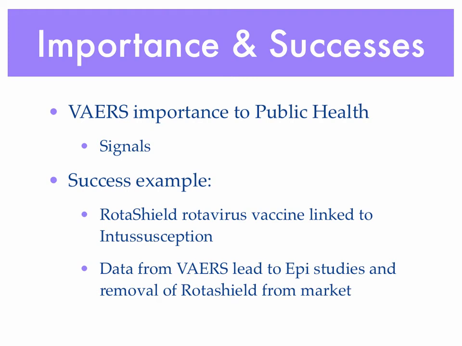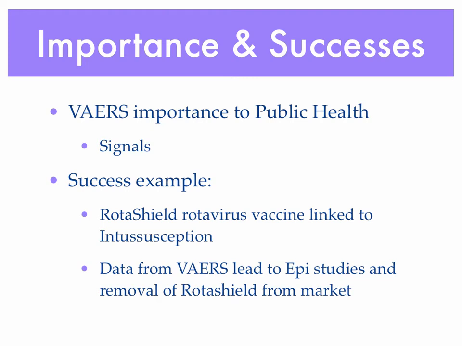VAERS has really proven, I think, its public health importance by providing health scientists with signals about possible adverse events following immunization. And I'm going to just quickly define signals, how it's used here. It's usually a concern that an adverse event could be occurring more often than you would anticipate based on chance. And so we're kind of showing that the event could be related to the receipt of the vaccine.